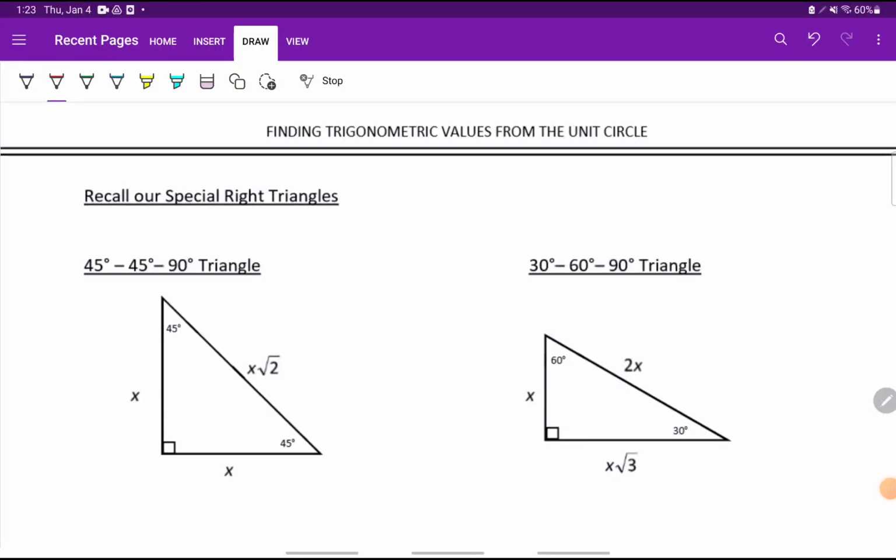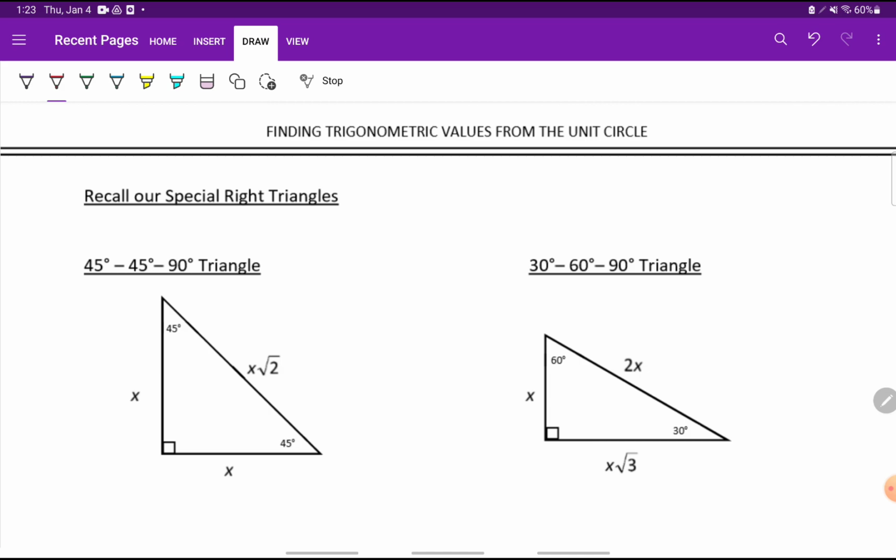This is an incredibly important video. We're going to be learning how to find trigonometric values from the unit circle. Quickly finding trigonometric values for different angles is something that you need to be good at. It needs to be like our multiplication facts, that we can quickly pull these values.